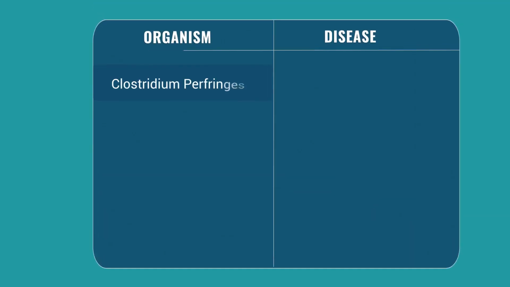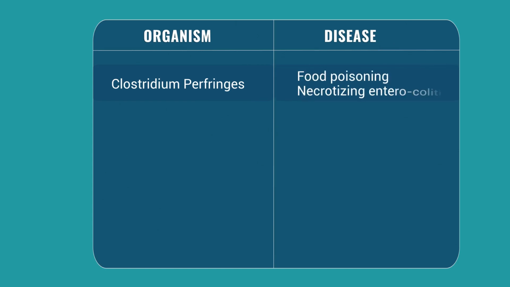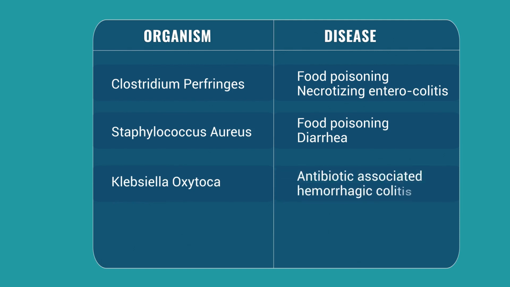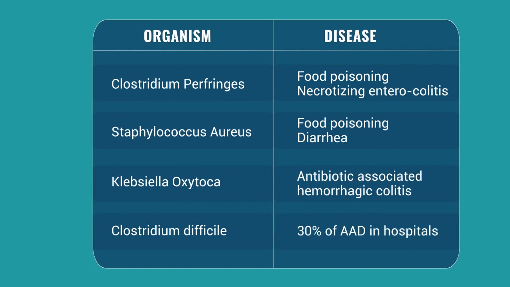You have Clostridium perfringens, which can cause necrotizing enterocolitis. You have Staphylococcus aureus, which can cause food poisoning, diarrhea. We have Klebsiella oxytoca, which often presents as hemorrhagic colitis, and of course, Clostridium difficile. Clostridium difficile accounts for 30% of antibiotic-associated diarrhea. With this, I come to the end of this session.